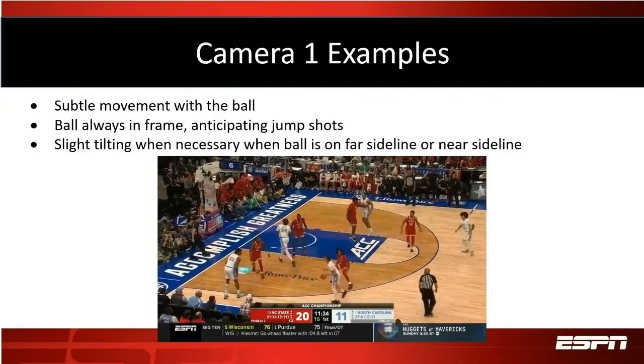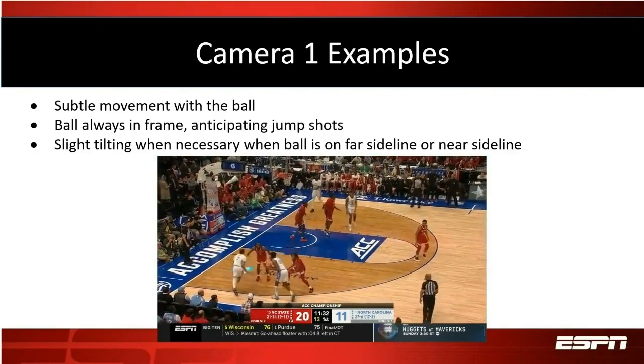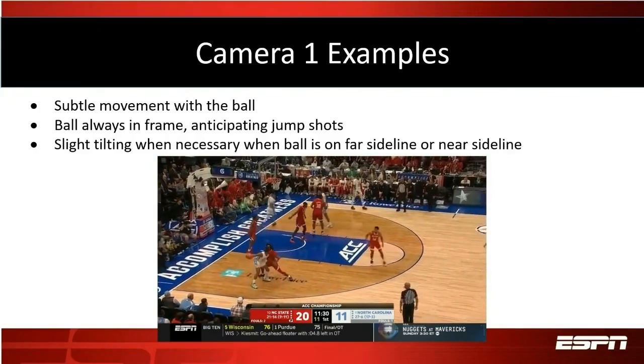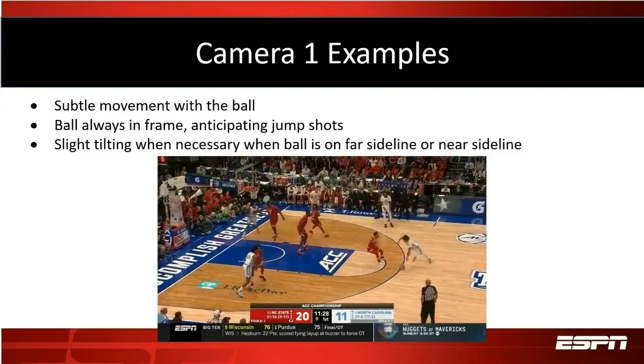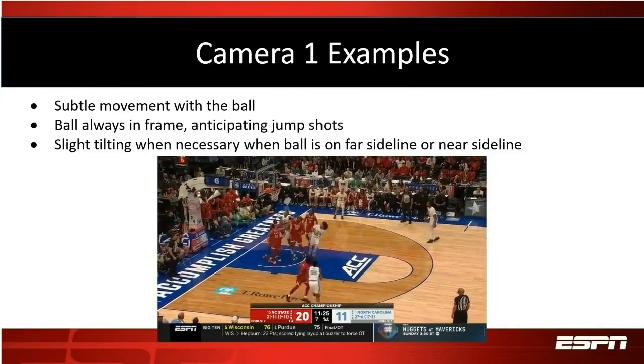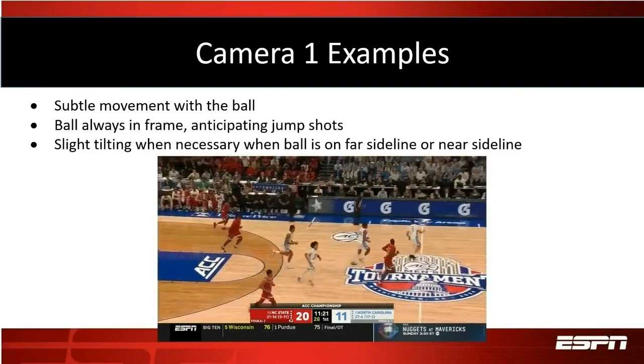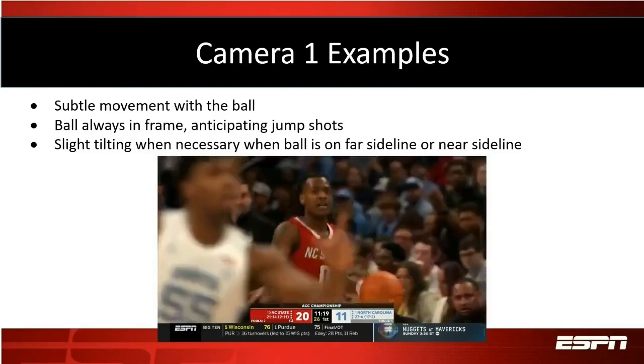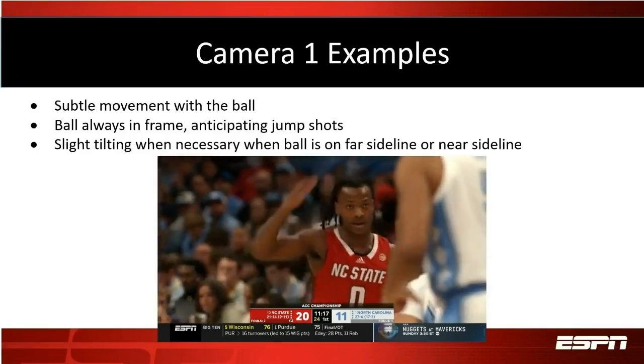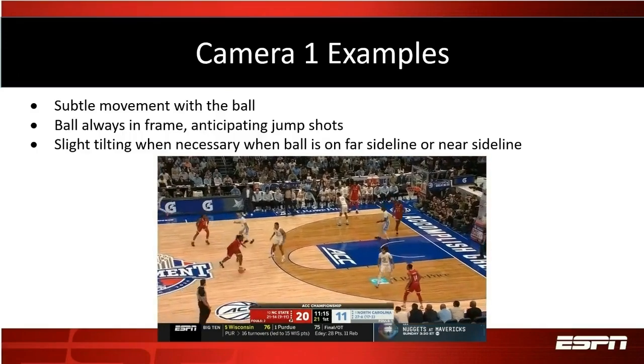Now North Carolina's got the ball. They pass it down to number 7 on the near side of the floor. They're tilting down with it, so that way you're not cutting off anybody. Now it gets passed back up. They get it back in the paint. A little bit of a subtle push in there. Now the rebound happens, and you can tell they're already panning the direction of where the ball is going to go to eliminate any wasted space behind where the ball is.